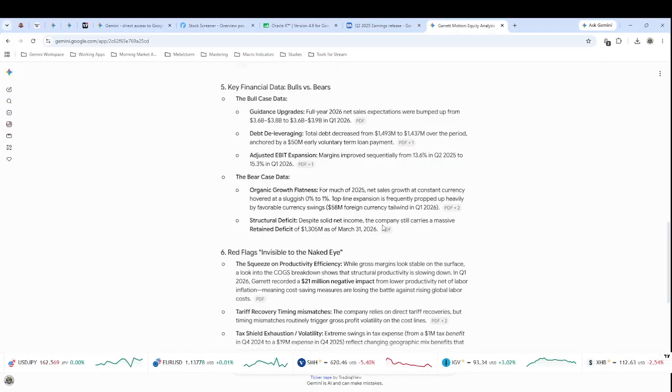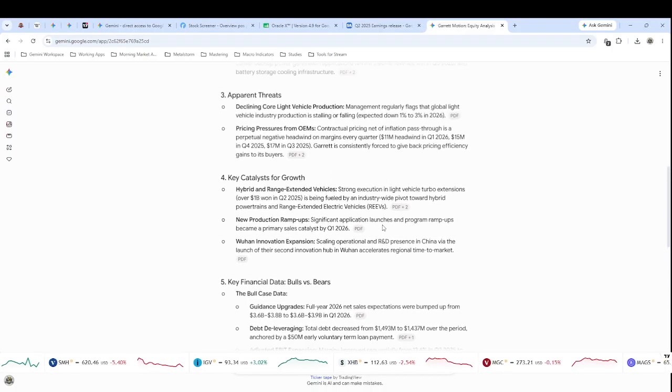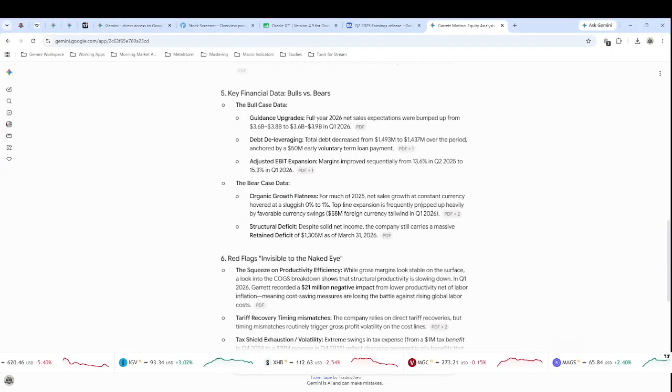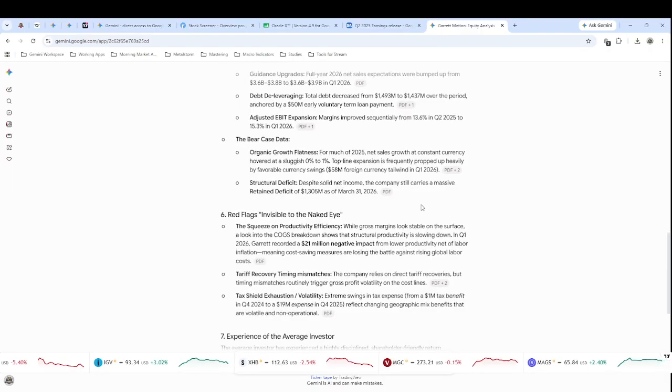Margins actually improved. So with all that pressure that they're getting from OEMs, they still were able to improve margins? Just saying, that's impressive. That is actually super impressive. I'm not going to lie on that one. I'm impressed. Let's remember, it says here 11 million, 15 million, 17 million, and they still improve their margins. That's impressive. I'm just going to go there.